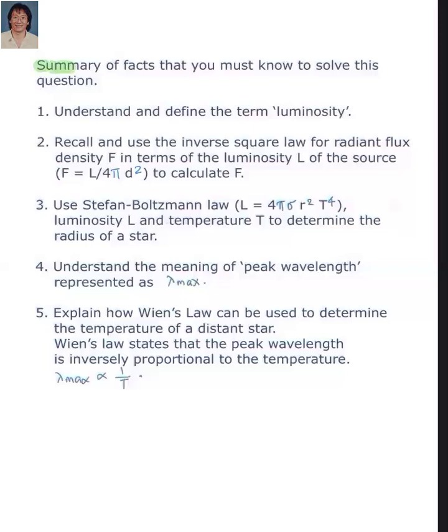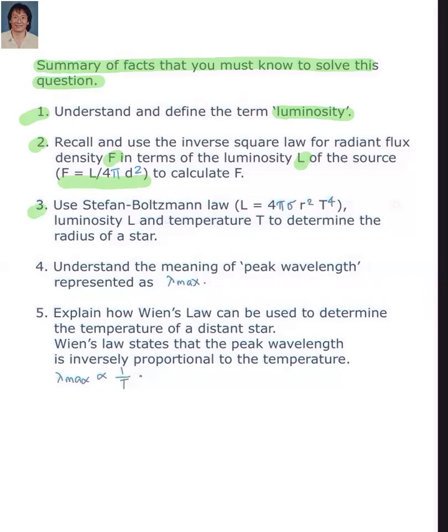This is a summary of the facts that you must know to solve this question. Number 1, you must understand and define the term luminosity. Then number 2, you must be able to recall and use the inverse square law for radiant flux density F in terms of the luminosity L of the source. The formula to use is F equals L divided by 4 pi d squared.